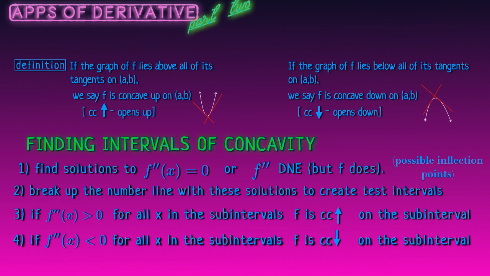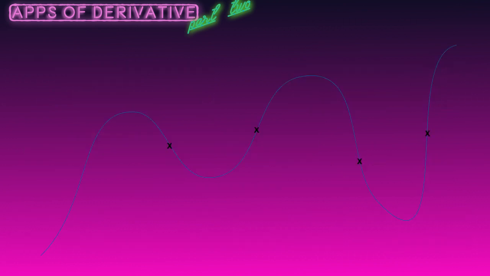So just so we can get an idea of what an inflection point actually is graphically, it's these points right here where the x's are. So where a function is going to change from concave up to concave down, or vice versa, those points where it changes concavity are going to be inflection points.